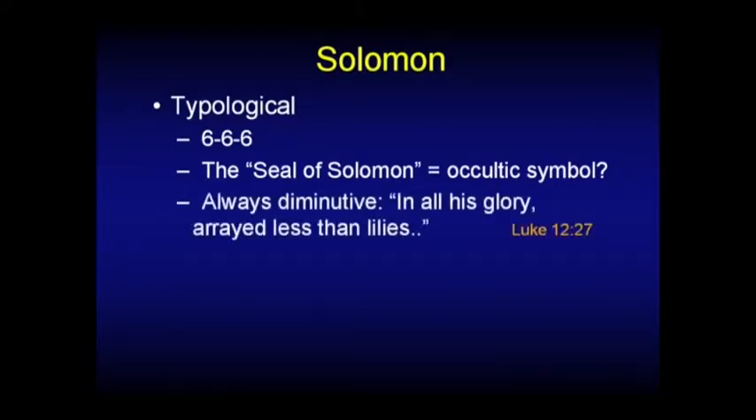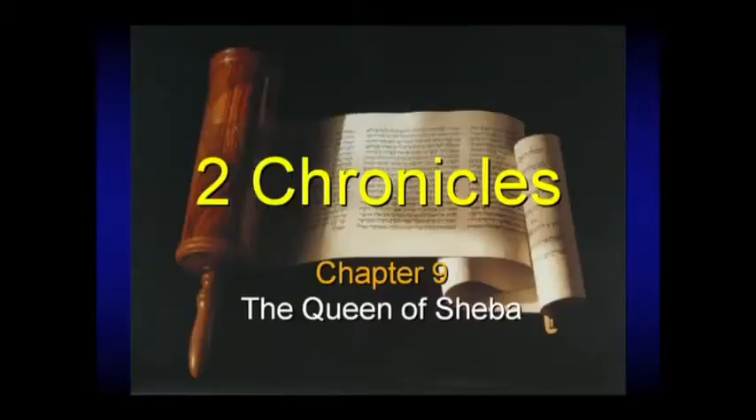It's interesting how Solomon, all through the New Testament, is used in a diminutive sense. David is always extolled as great. Solomon was great, but not quite great enough. The lilies in the valley, even Solomon in all his glory was not arrayed like one of these. He's always used as a standard that something else is exceeding. Anyway, let's move in. Chapter 9, the visit of the Queen of Sheba.